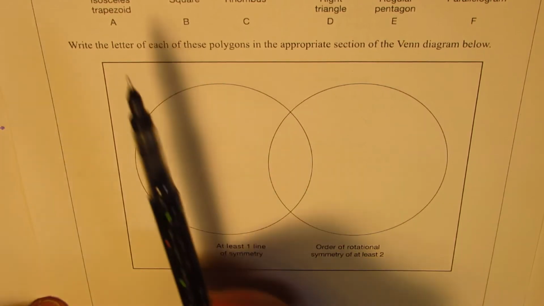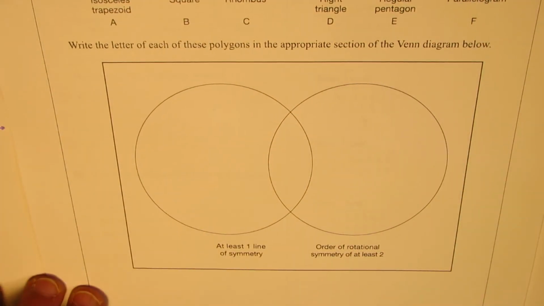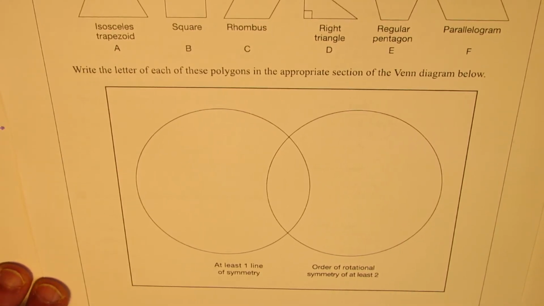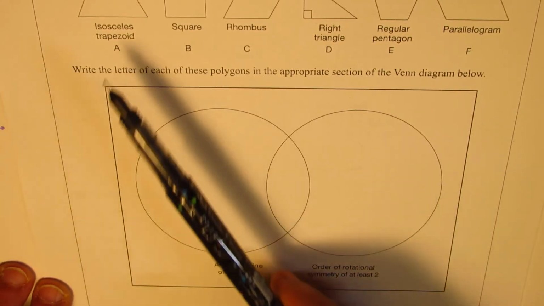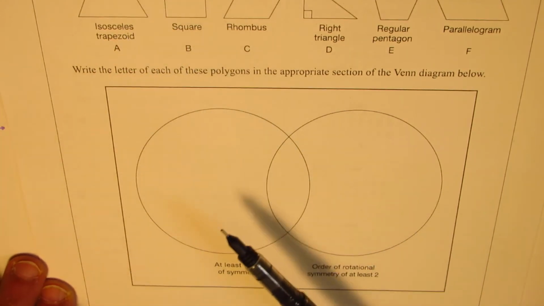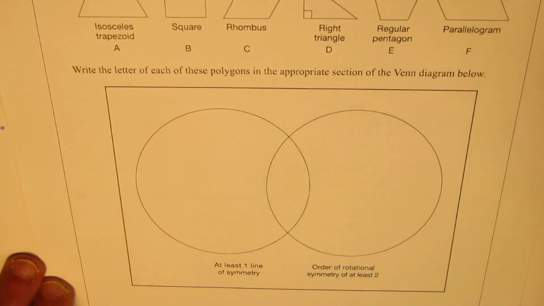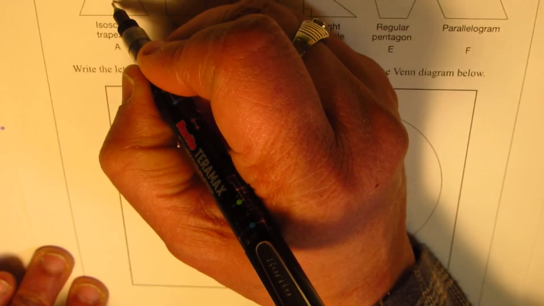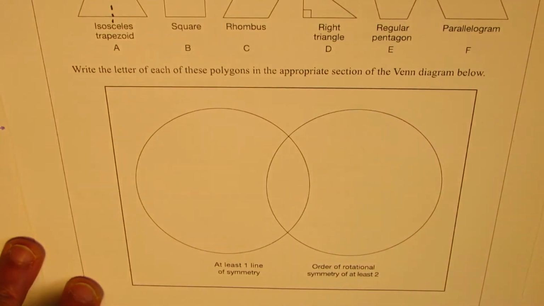So we can begin from left to right and take up each and every shape and then provide the solution, right? So if I'm talking about the isosceles trapezoid A, then where should it go? It does have a line of symmetry, right? Isosceles trapezoid has a line of symmetry. That is the line of symmetry.